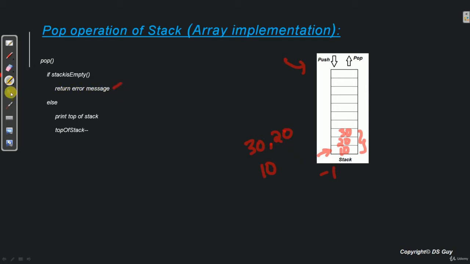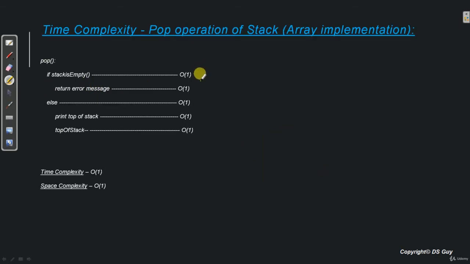Now let's see the time and space complexity of pop operation. All of the statements executed for pop operation are constant time operations. So total time complexity is order of 1. Space complexity again is order of 1 because we are updating some of the cells in the already given array. We are not adding or using any extra space. So space complexity will be a constant operation. So that was all about the pop operation.